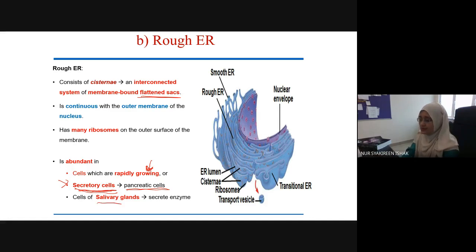Okay, and then cells of the salivary glands. Salivary glands secrete enzyme. Enzyme apa? Enzyme amylase. So this amylase is secreted into your oral cavity to digest carbohydrate that you eat, rice for example, bread for example. So that is the function of the amylase secreted by the salivary gland, which is produced by the rough ER.